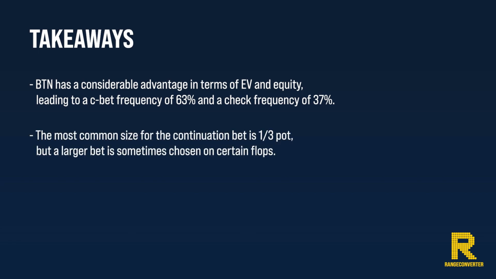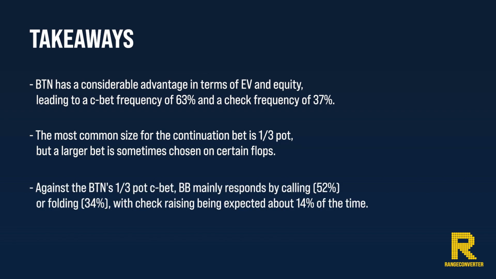Secondly, the most common size for the continuation bet is 1/3 pot, but a larger bet is sometimes chosen on certain flops. Thirdly, against a button's 1/3 pot c-bet, big blind mainly responds by calling 52% or folding 34%, with check raising being expected about 14% of the time.